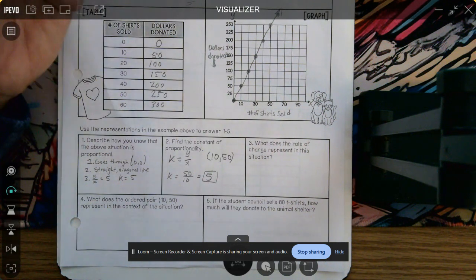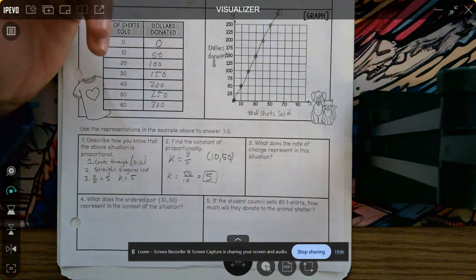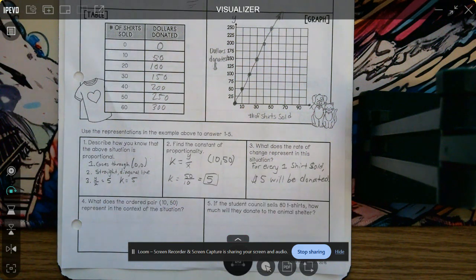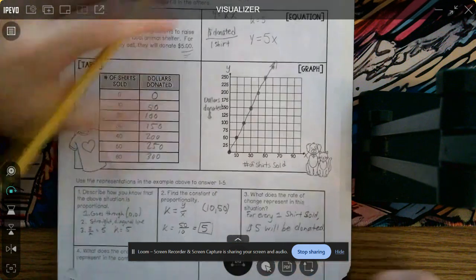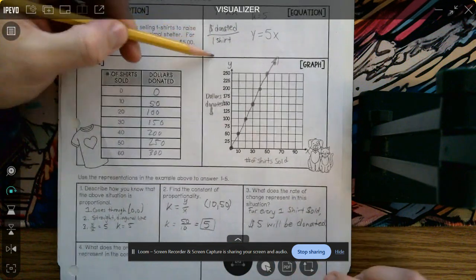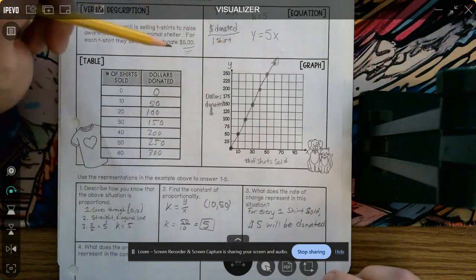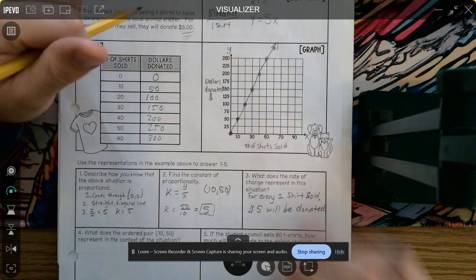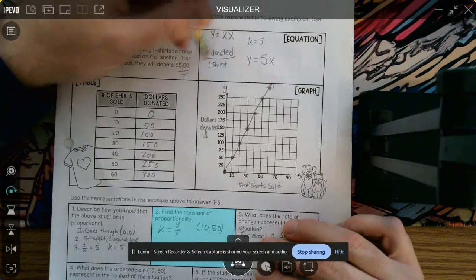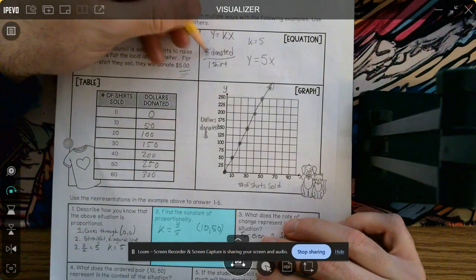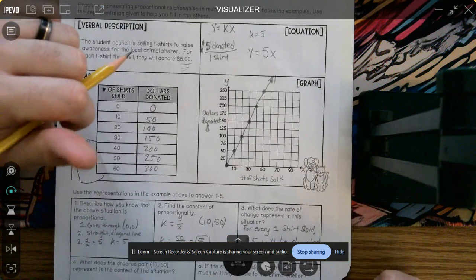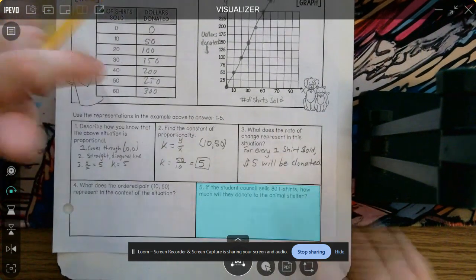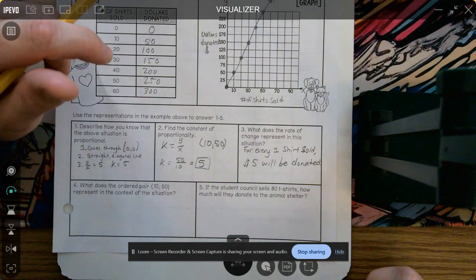What does the k value mean? I want you to brainstorm. What do you think k equals 5 means in this problem? We kind of talked about number 3 in the beginning of the problem. We know that this k value represents that for every one shirt, $5 will be donated. So sorry, up here, change this to $5 donated, not dollars donated. There you go. $5 donated per one shirt. So for every one shirt sold, $5 will be donated. That's what the k value represents in this situation.